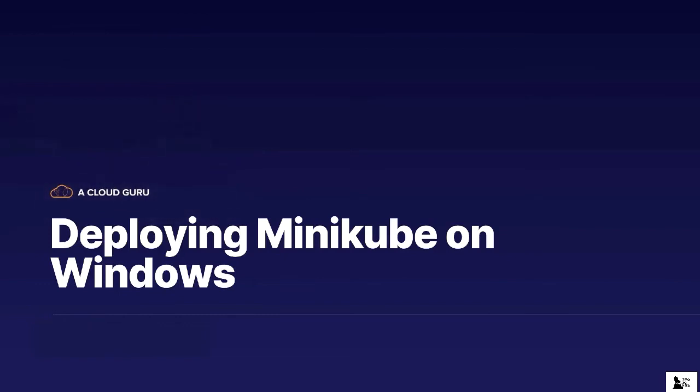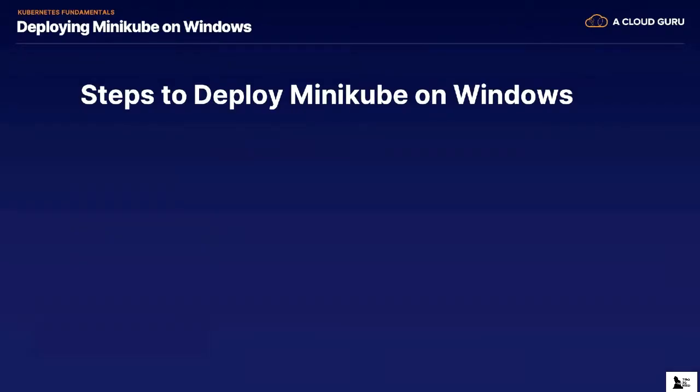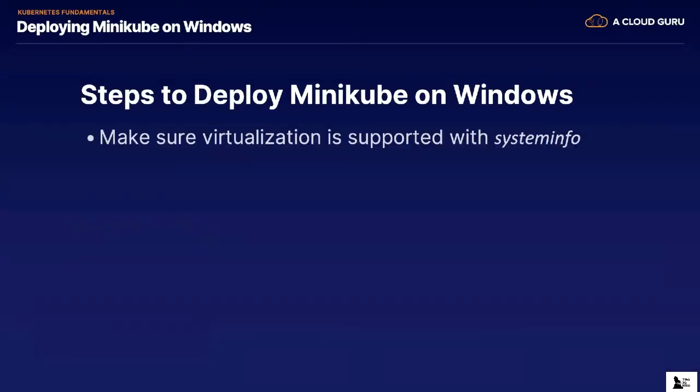Hello, Cloud Gurus. One of the most popular ways to deploy Kubernetes in a testing and learning environment on a Windows desktop or laptop is to use MiniKube. MiniKube is a super fast, super efficient way to get Kubernetes up and running in just a few commands. At a high level, the first thing that you need to do is to make sure that virtualization is supported and enabled on your desktop or laptop computer using system info.